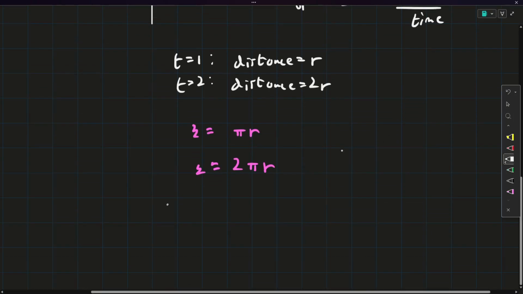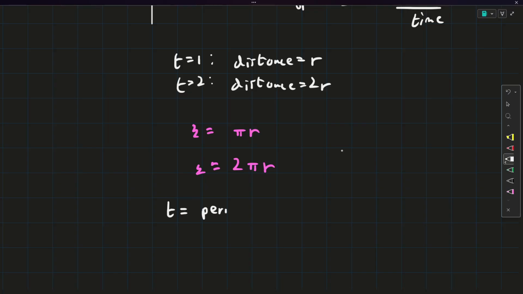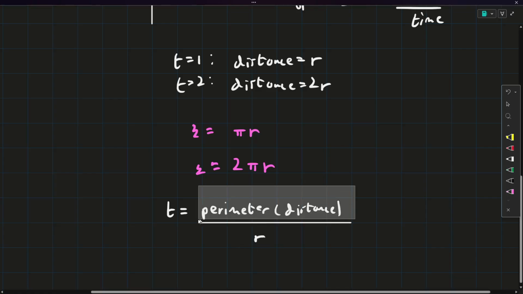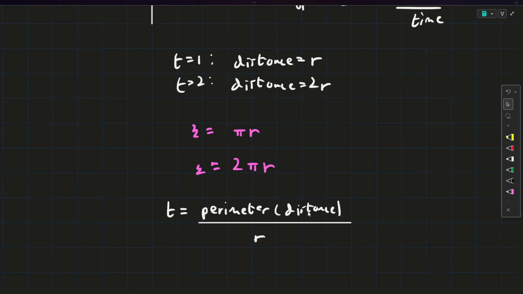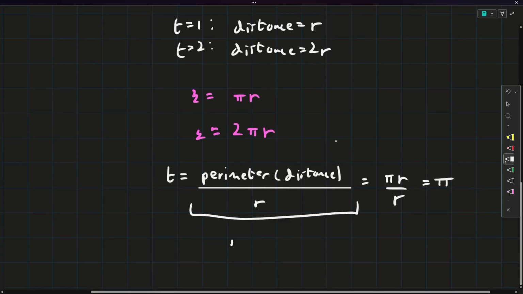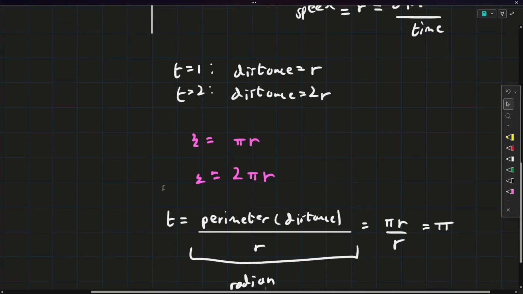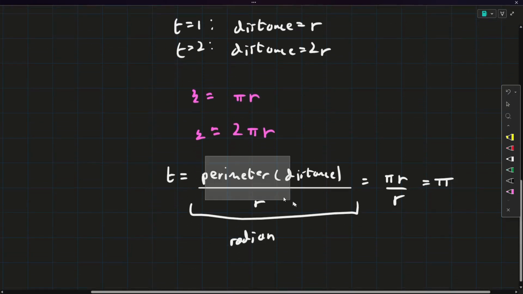So if we want to figure out what the time is, we have to figure out how much we've traveled, the distance we've traveled. And then we divide that by the radius. So we basically check how many radii can fit inside the distance that we've traveled. For example, when we traveled the semicircle, the distance we traveled was pi times r. So in this case, you'd have pi r divided by r, and that gives us pi. And this is exactly how we define a radian. So when we're using calculus and physics and looking at velocities, the way that we have to define t is exactly how we define a radian.